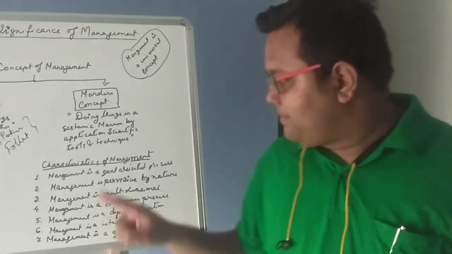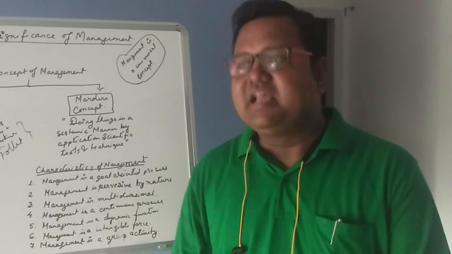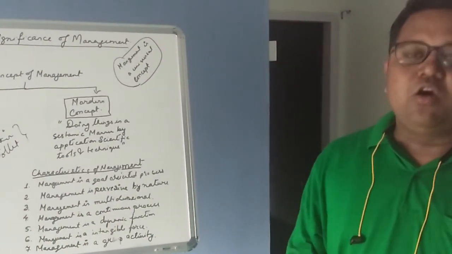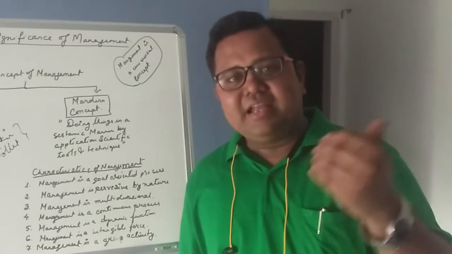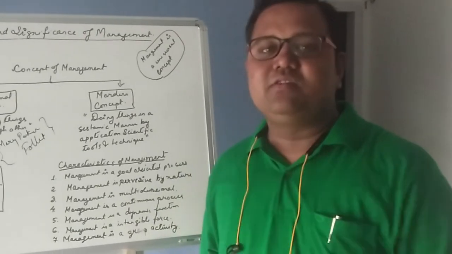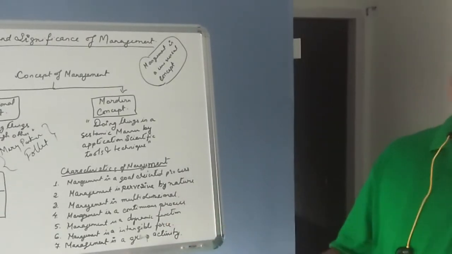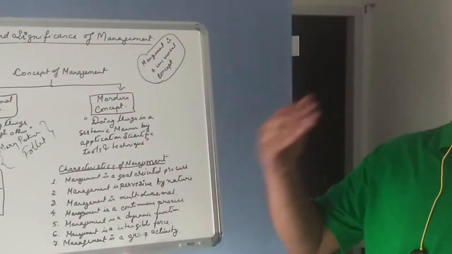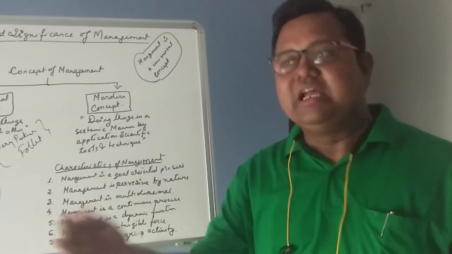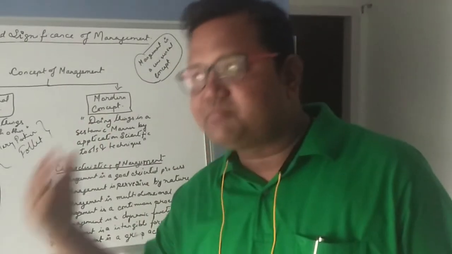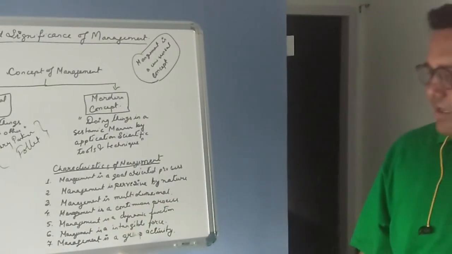Number 5 point is management is a dynamic function. Dynamic function means it has various ways of application of management. Different managers apply different judgment while executing management plans and policy. Therefore, management is a dynamic function. It keeps on changing with time. Earlier the things were traditional, now modern. And in modern also, different advanced mechanisms are being adopted. Therefore, we say that management is a dynamic function.